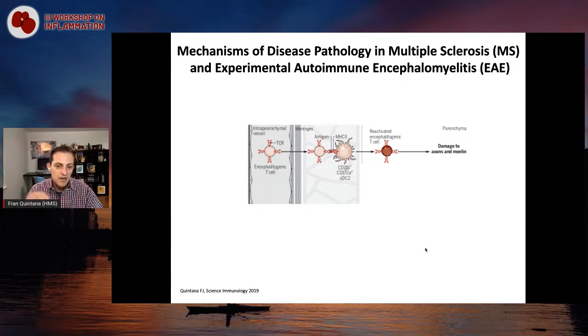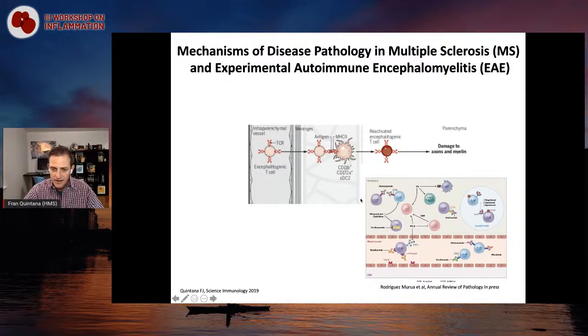So when we think about MS and its model, EAE, we usually think about T cells being induced in the periphery, T cells reactive against myelin and other brain proteins. They are then reactivated in the CNS, and once they get to the brain and the spinal cord, they cause damage to axons and myelin. From a clinical point of view, this is a process we understand quite well, and there are multiple therapies that can interfere with these multiple steps of MS pathogenesis.